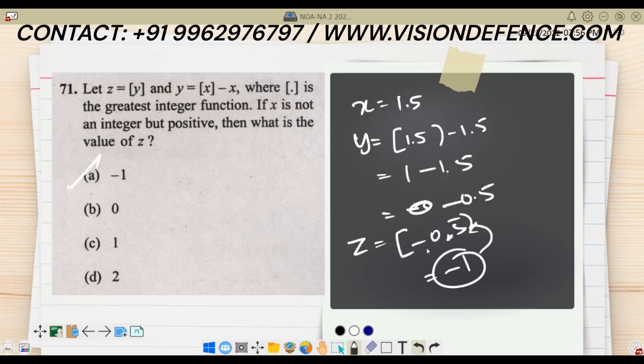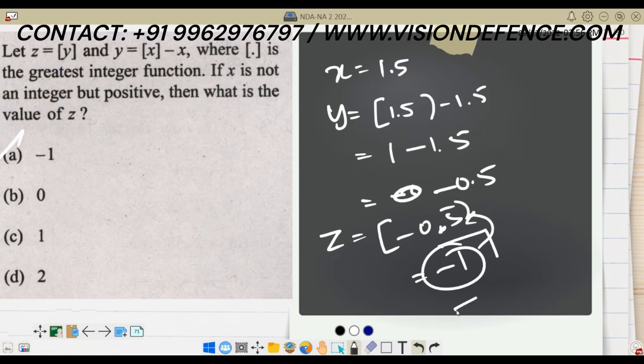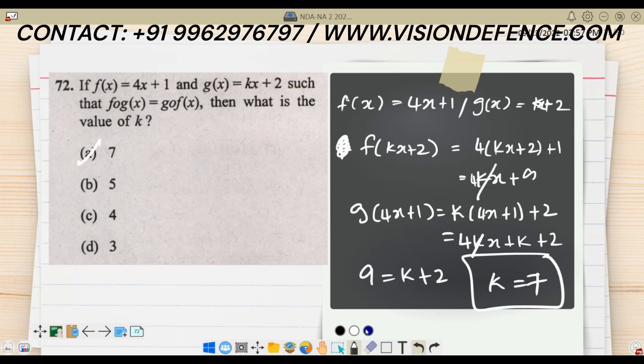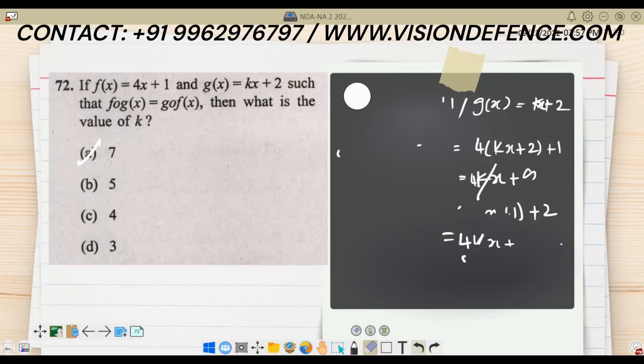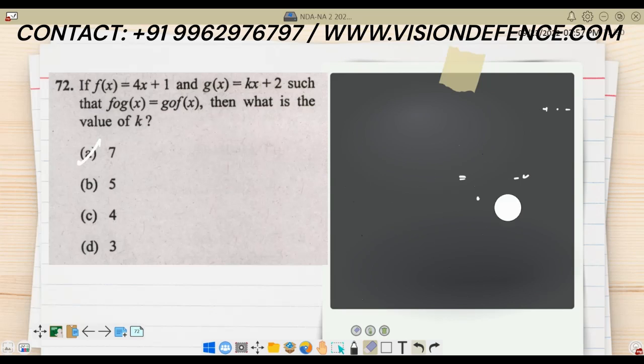So no matter what decimal you take, you're going to get a negative number greater than negative 1 inside this. So of course, every time your value of z will be negative 1. Okay. So that's all. So moving on to the next question. We have two functions, f of x and g of x. Both are given. And then if f of g of x equal to g of f of x, then what is the value of k?